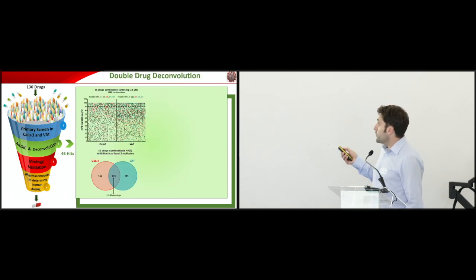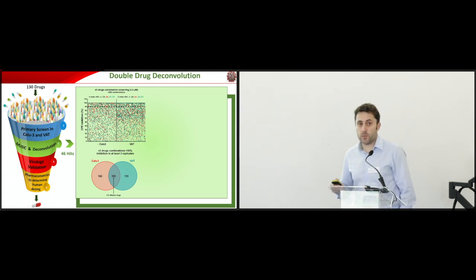This is the initial combination screen using the MuSiC approach. This is the CPE inhibition on the y-axis across the 2 cell lines. Each dot represents a group of 5 drugs. When we repeated this assay multiple times, we could identify across the 2 cell lines 103 groups of 5 drugs that showed over 90% CPE inhibition.